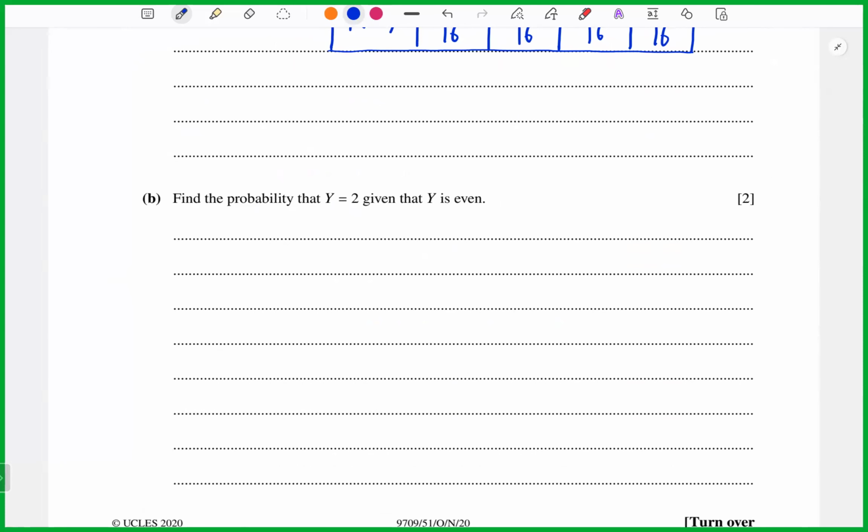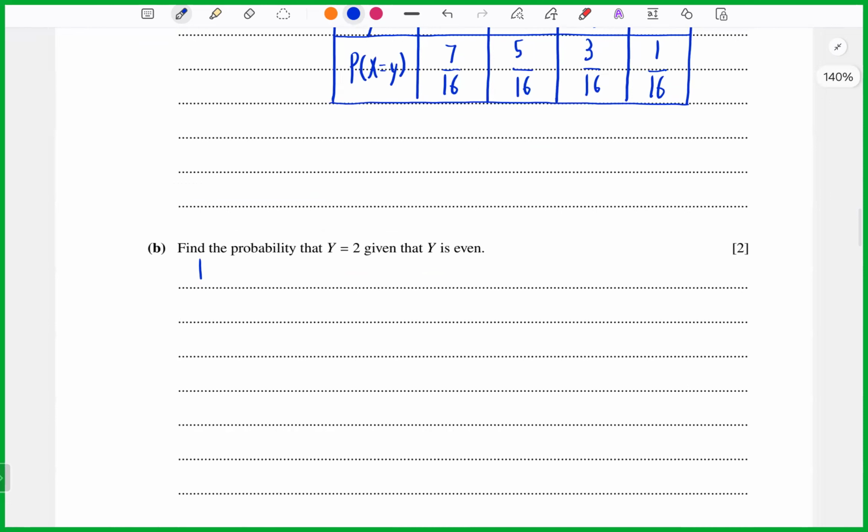Okay, now we try looking at question B. Find the probability that y equals 2, given that y is even. Okay, so you can write here, let A equal to even, A when y is even, and y equals 2.